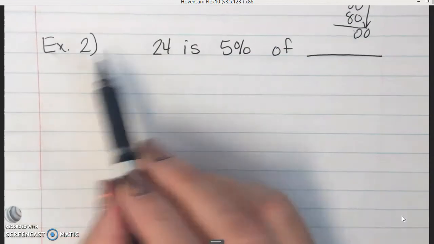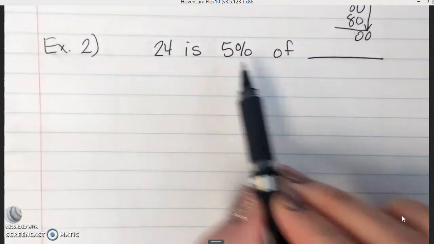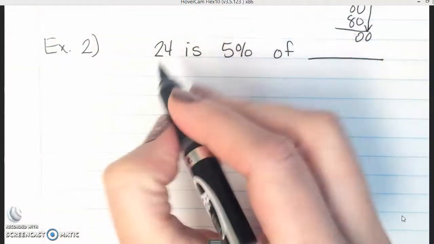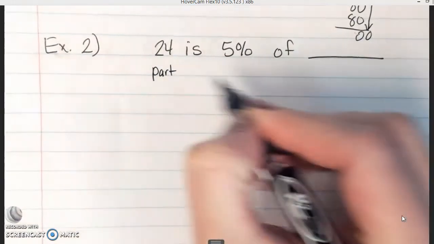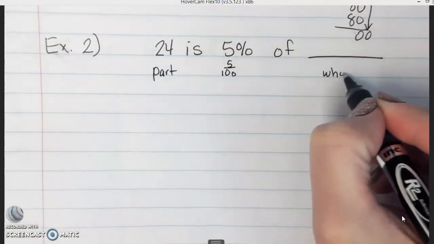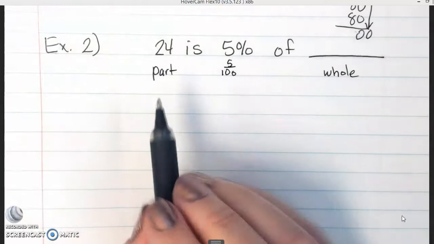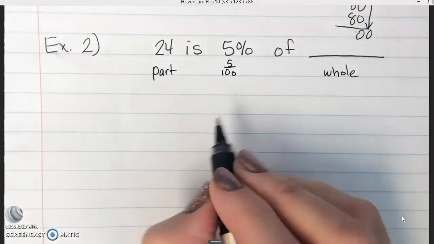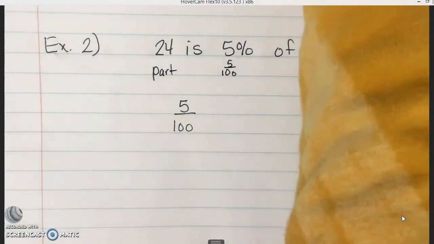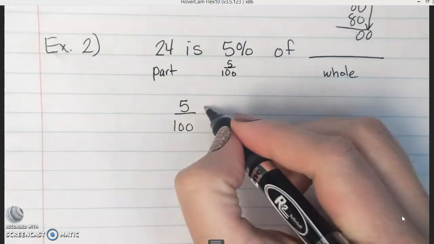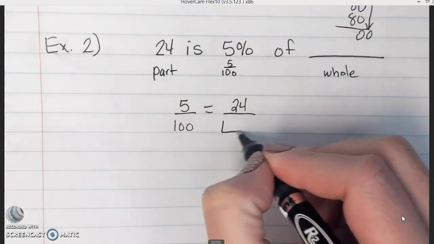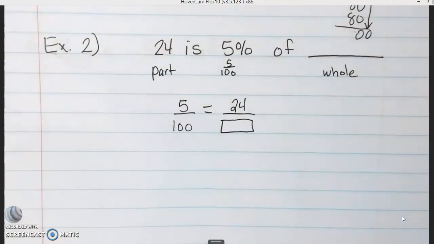Alright, so example 2, we have 24 is 5% of the whole number, the whole amount. So remember, this is the part. This we're going to write as 5 over 100, and this is our whole. So to solve for the whole, we always put the part on top and the whole on bottom. So for 5%, that's 5 to 100, and our part that goes on top is 24, and we're trying to solve for the whole. Okay?